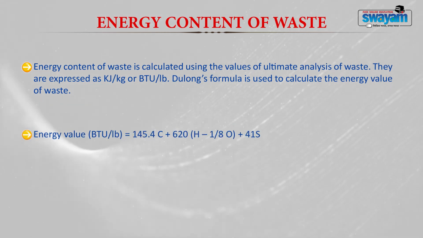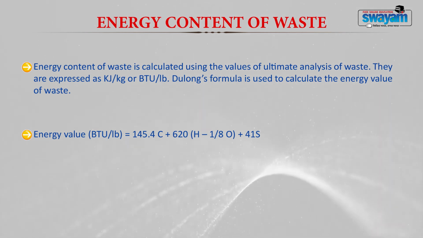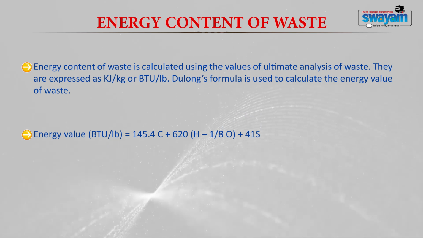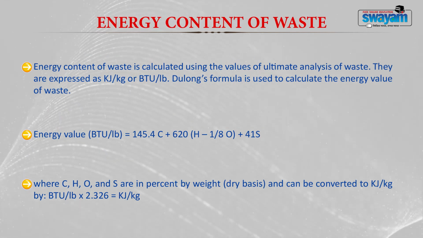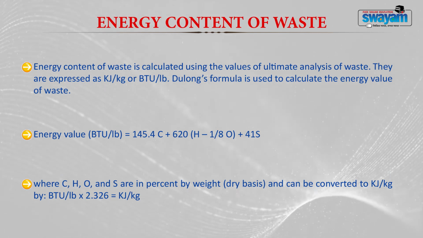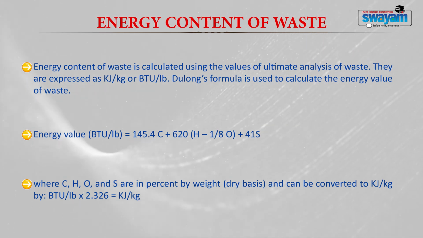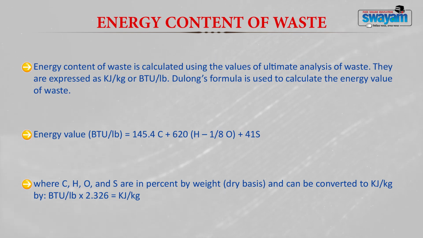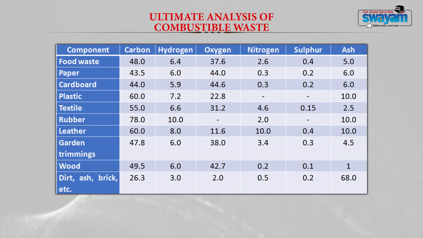Now, Dulong's formula is used to calculate the energy value of waste, and it is given by 145.4 C plus 620 open bracket H minus 1 by 8 of O close bracket plus 41 S, where C denotes carbon, H denotes hydrogen, O denotes oxygen and S denotes sulfur. These are all calculated based on percent by dry weight basis. The value that you get in BTU per LB, if you multiply by 2.326, will be converted into kilojoules per kg.